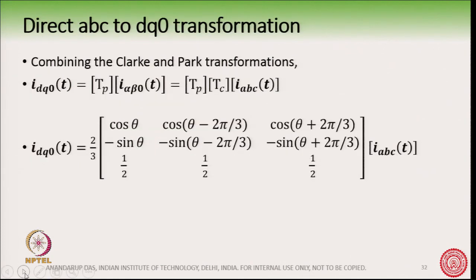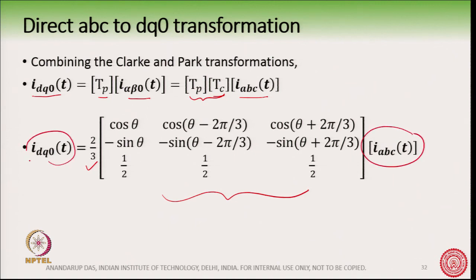In a similar way, you can now combine the Clarke and Park transformations by seeing that I dq0 is equal to Tp times I alpha beta, and I alpha beta is nothing but Tc times I abc. So, if you multiply Tp and Tc, the Park transformation and Clarke's transformation together, then you get this quantity here, which can directly convert I abc into I dq0. So, this is the direct abc to dq0 transformation.